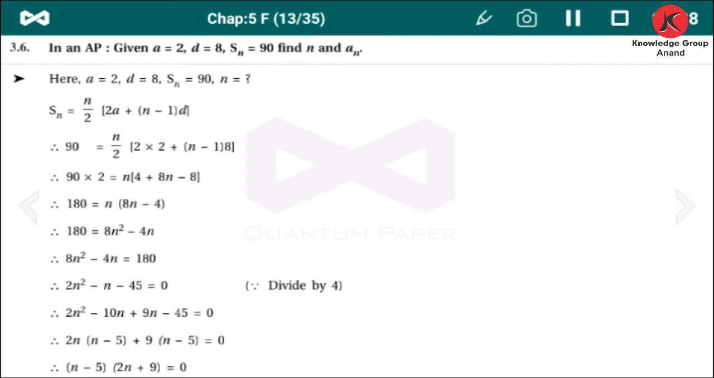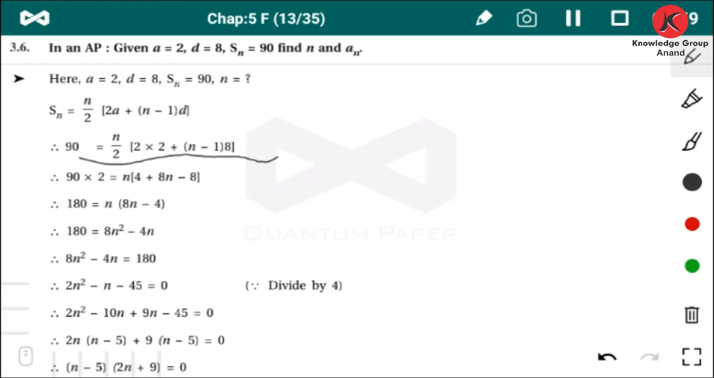Here we have been given Sn, so we use the Sn formula. Sn is equal to n by 2 into 2a plus n minus 1 into d. Put all the values: Sn is equal to 90, a is equal to 2 and d is equal to 8. Therefore, 90 is equal to n by 2 into 2 into 2 plus n minus 1 into d.